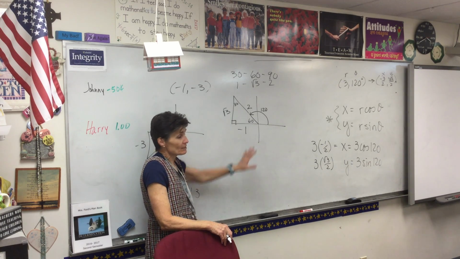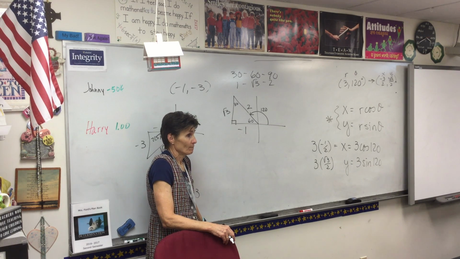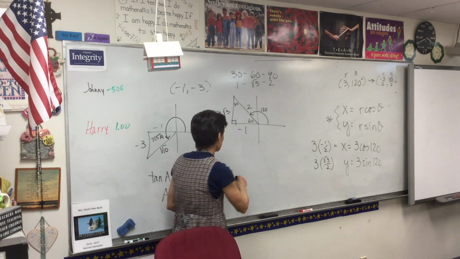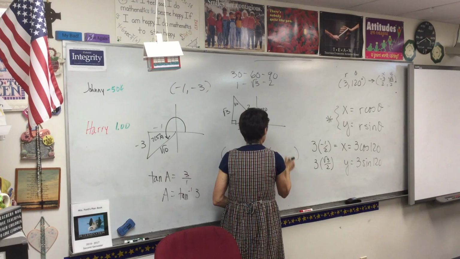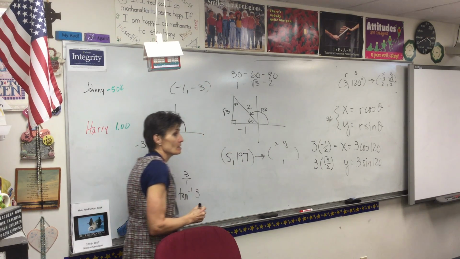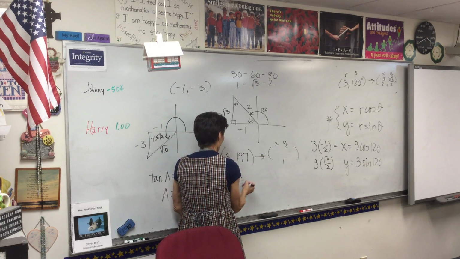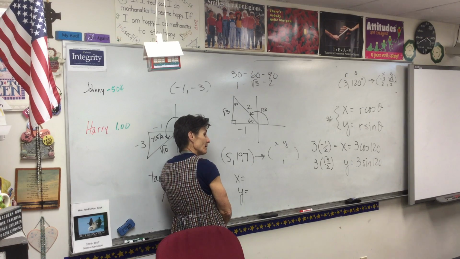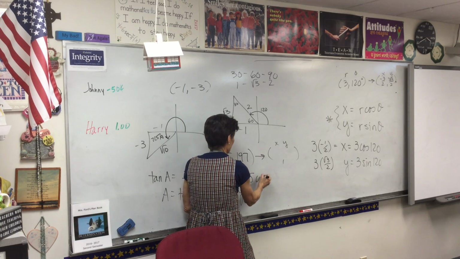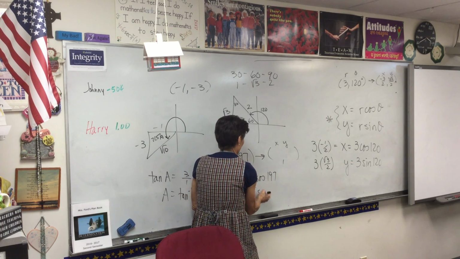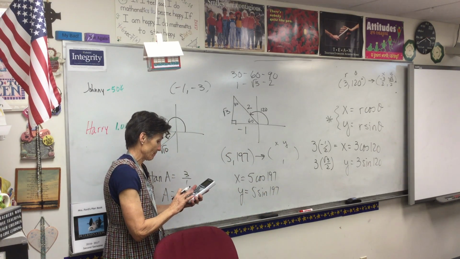Now you can only do that if the angle I give you is special. In the second example, it says 5, 197. 197 is not special. So I'm going to have to use a calculator. I'm finding x and y. So what am I going to type into my calculator? What is x going to be? 5 cosine 197 and 5 sine 197. I just type them in, whatever it says, that's the answer.